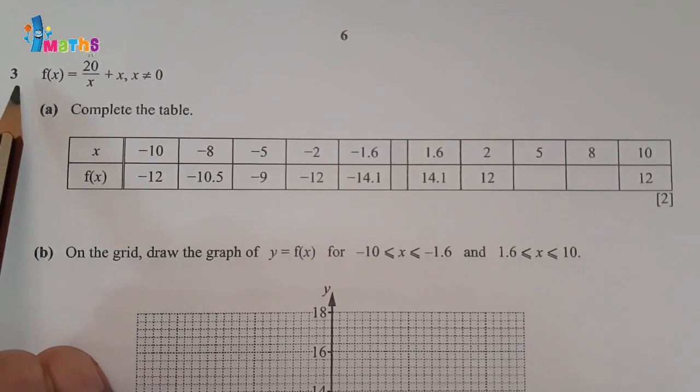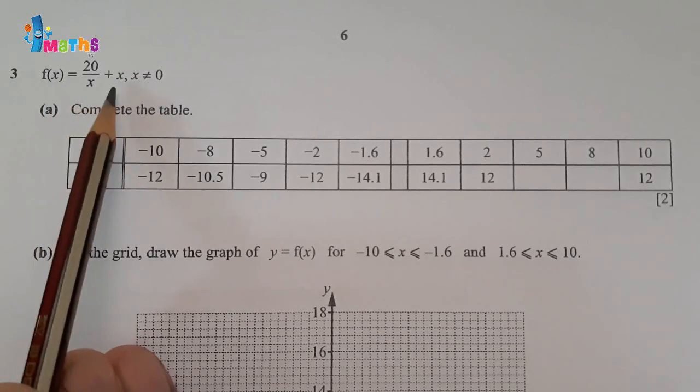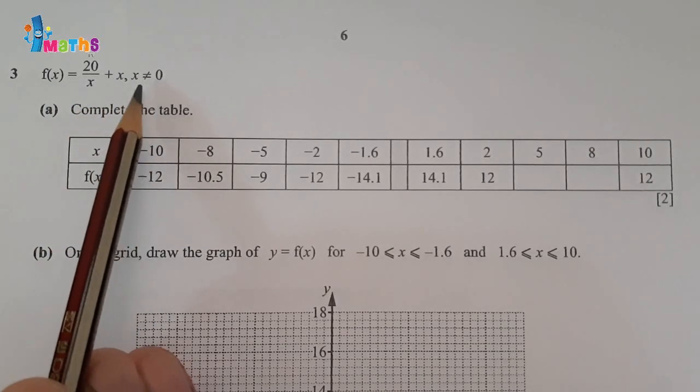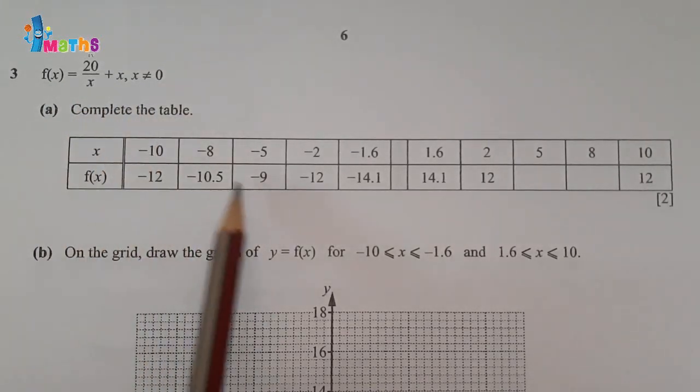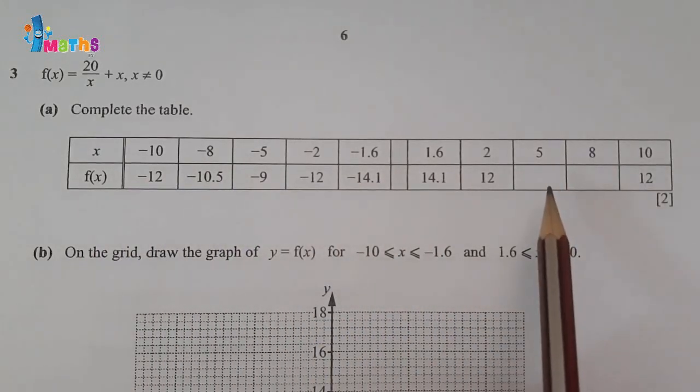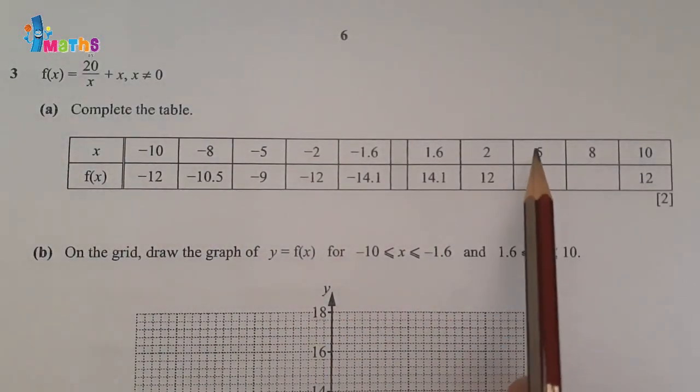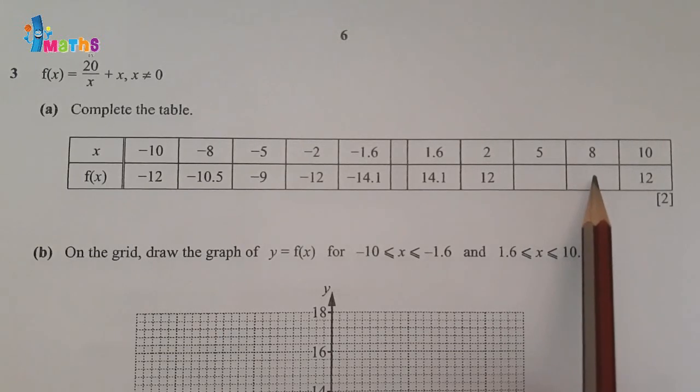Question number 3. f of x is equal to 20 over x plus x, when x is not equal to 0. Complete the table. So this is the table of values. We will have to calculate the values for 5 and 8.